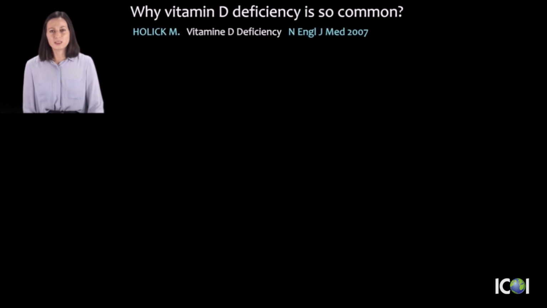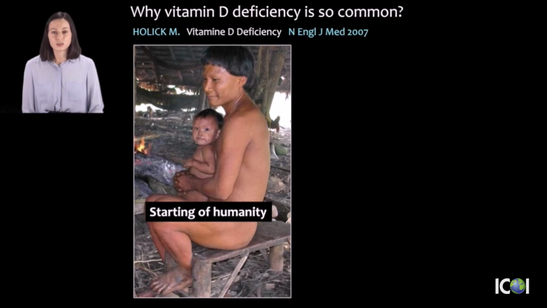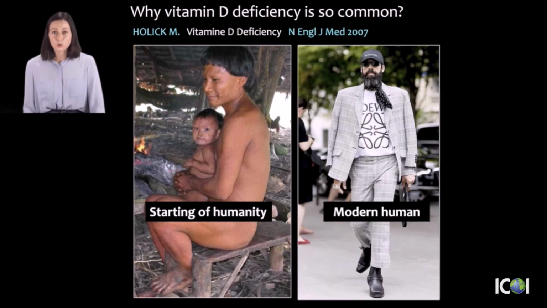But actually, why is this deficiency so common? We can easily explain it. Our ancestors, at the beginning of humanity, were taking direct sunlight on the skin because they were living naked. Nowadays, we have long clothes, we have caps, beards, glasses, and the skin doesn't get proper UV exposure.